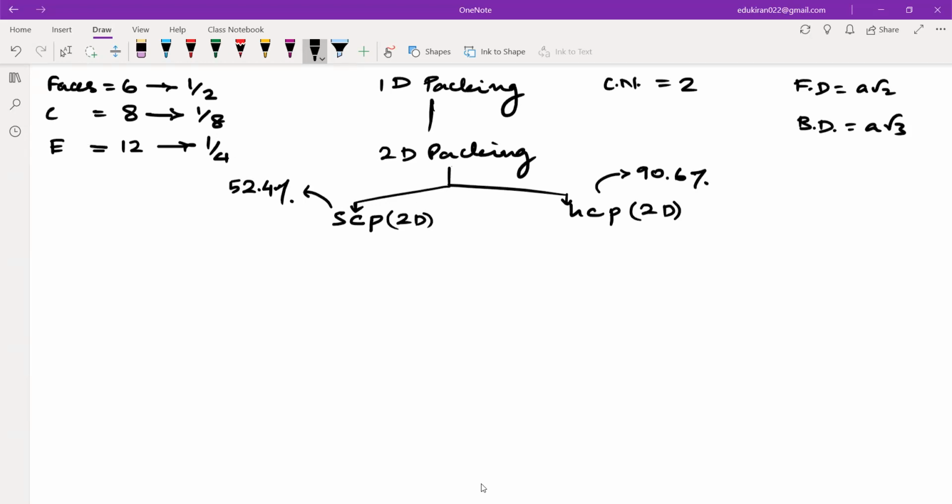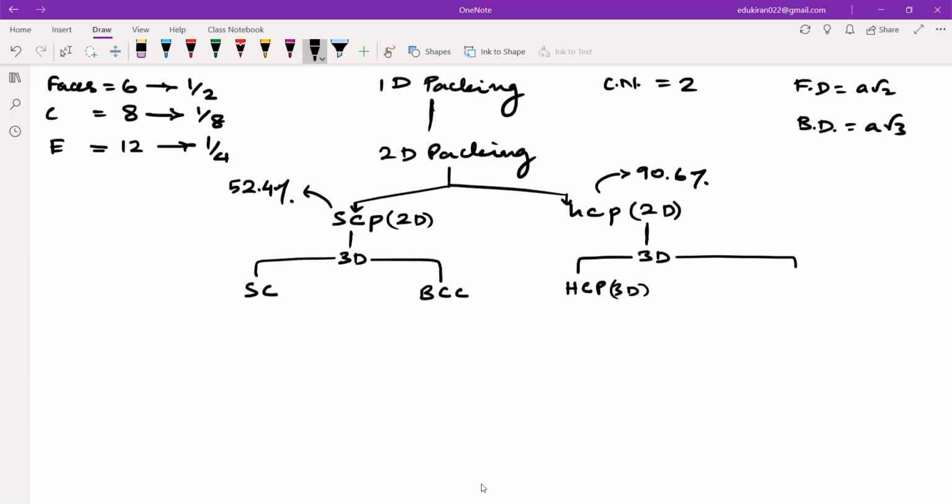Okay. Now moving on, from SCP we saw that we can make 2 different types of 3D unit cell. हम कहाँ जा रहे हैं? SCP से 3D. Now in 3D we saw that we can have simple cubic and we can also have BCC structure. Now from HCP, if I go to 3D, I saw that I can make 2. One is the HCP, hexagonal close packing. This is in 3D. And we can also make FCC. And the unit cell of FCC is CCP. So I'm also writing CCP here.